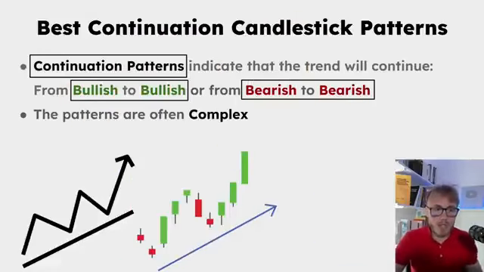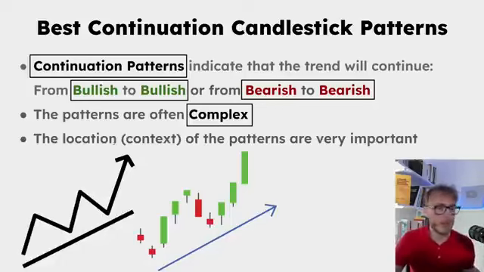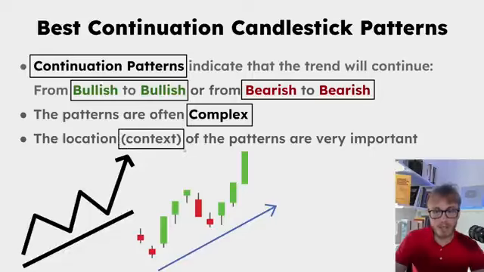When it comes to continuation patterns, the patterns are often complex. Or in other words, the patterns will very seldom consist of only one candlestick. They will pretty much always be a bit larger patterns. And when it comes to continuation patterns, the location on the chart, or in other words, the context of the patterns, is super, super important. So make sure to pay extra attention to the context and location of the patterns.